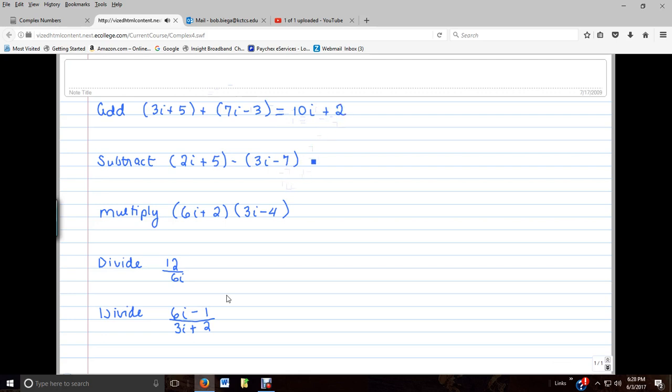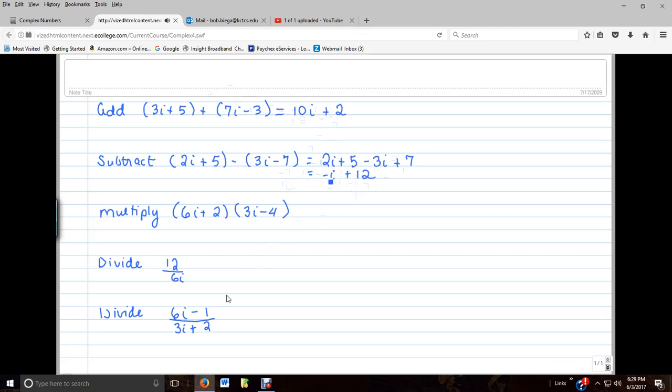Subtracting is just like subtracting in algebra. Remember, in algebra though, if we have a negative in front of parentheses, we have to distribute it. So the 3i becomes negative, and the negative 7 becomes a positive 7 when we distribute the negative all the way through that second set of parentheses. Now we add like terms. 2i and negative 3i is negative i, and 5 and 7 is 12.